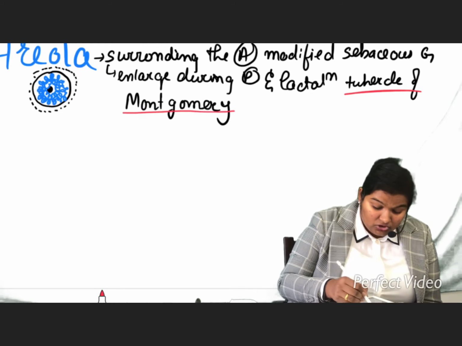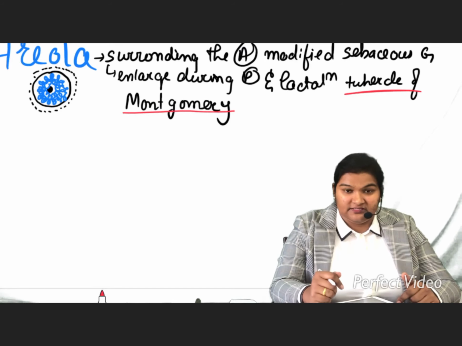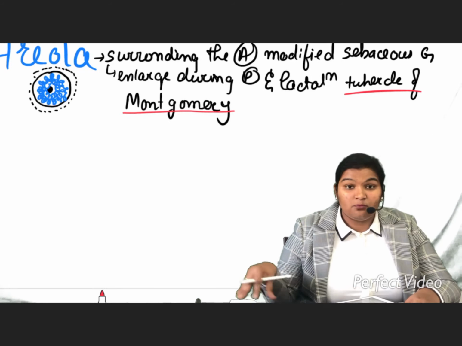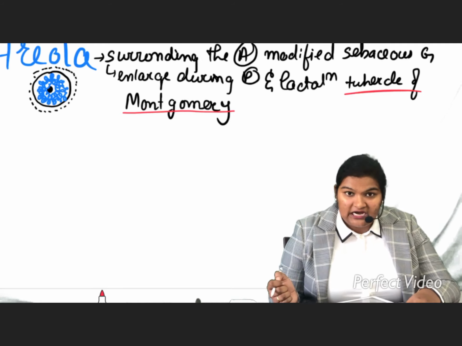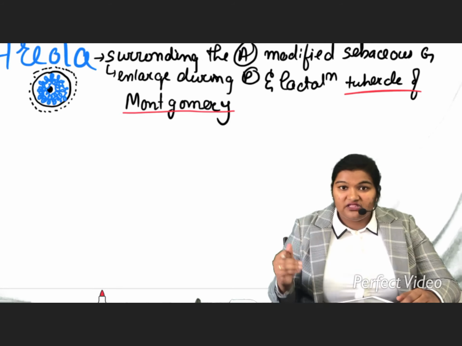What is the function of this enlarged sebaceous gland? It secretes oil which hydrates the areola and the nipple of the breast. Because of this oil and moisturization, there is no cracking of the nipple in a lactating mother. Along with these modified sebaceous glands, there is also the presence of modified sweat glands.